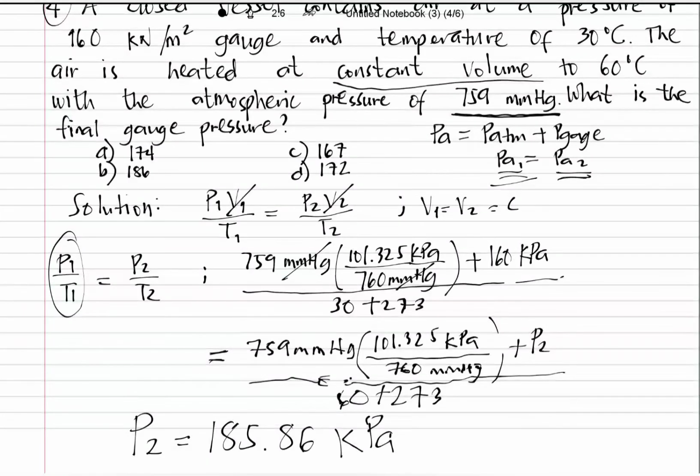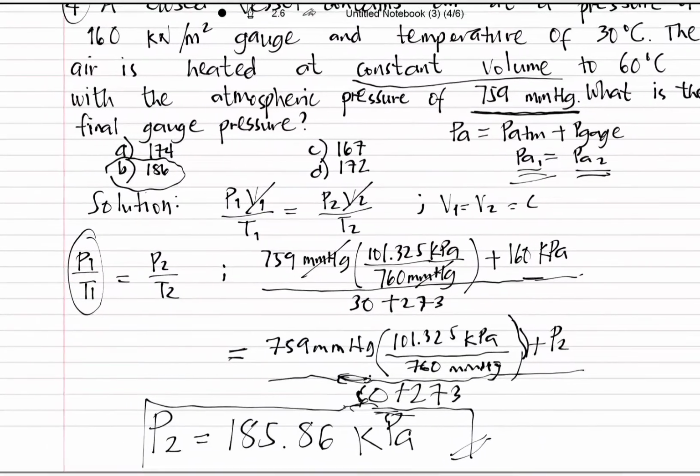Kilopascals. Okay? So, yan yung ating sagot. Natandaan nyo naman, dito ginawa ko lang naman 759 times 101.325 over 760 plus 160 over 30 plus 273. Sa kabilang side, yung pangalawang equation natin, yung may equal sign, after the equal sign is 759 mmHg times 101.325 kilopascals over 760 mmHg plus P sub 2 over 60 plus 273. So, nag-shift solve tayo sa calculator, kaya makuha natin is 185.86 kilopascals. So, closest siya sa ating sagot sa letter B.